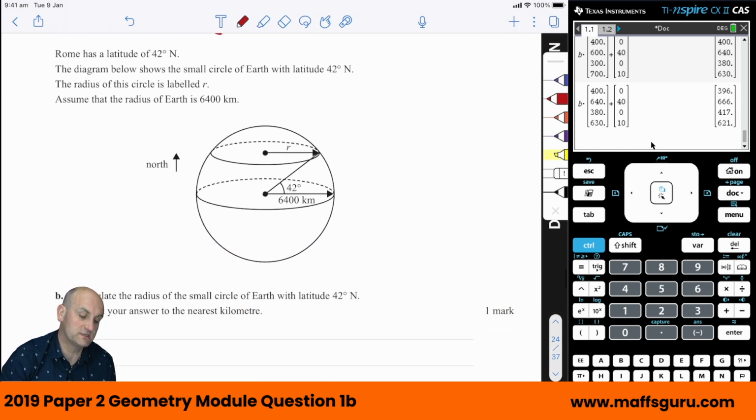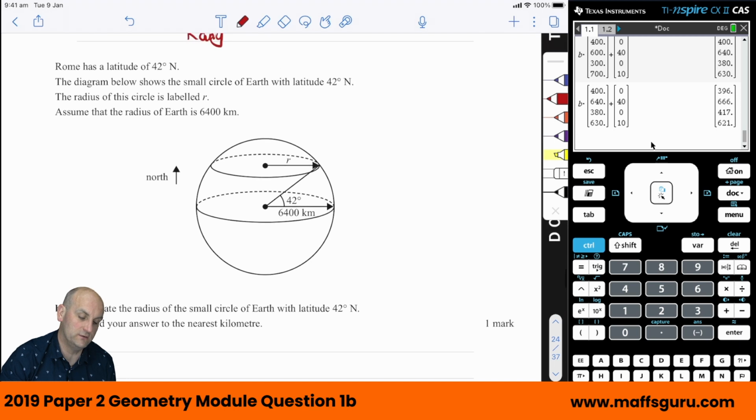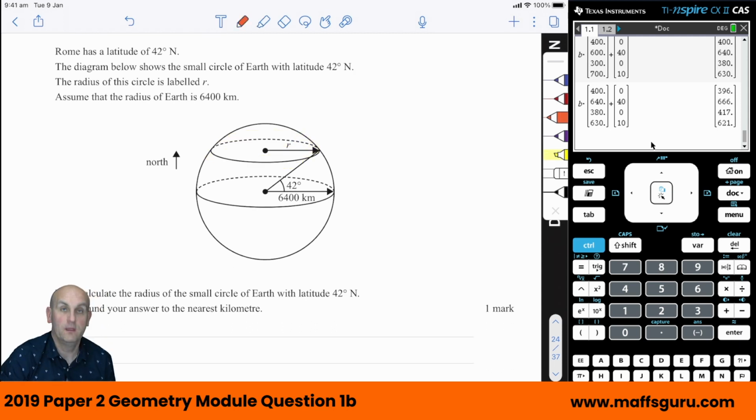Okay, Rome has a latitude of 42 degrees north. The diagram below shows the small circle of Earth with latitude 42 degrees north. Okay, so the small circle is actually this one here, yeah? Calculate the radius of the small circle of Earth with a latitude of 42 degrees. Right, now how does this help us?